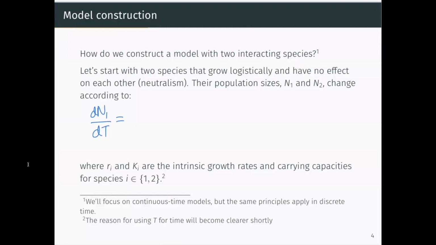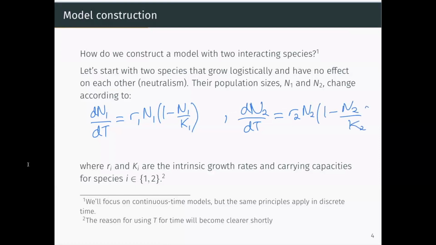And these at this point are going to be uncoupled. So I'm going to say the changing population size N1 is going to be R1 N1 times 1 minus N1 over K1, and similarly for population 2. All of these R and K parameters are positive, where R subscript 1 or 2 corresponds to the intrinsic growth rate of that population, and likewise K subscript 1 or 2 corresponds to the carrying capacities of those populations.